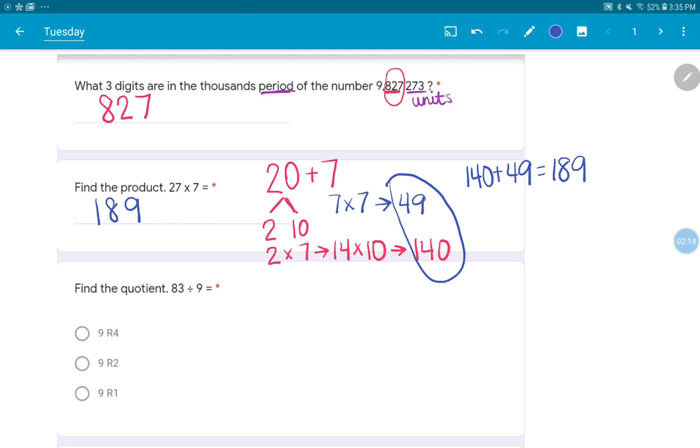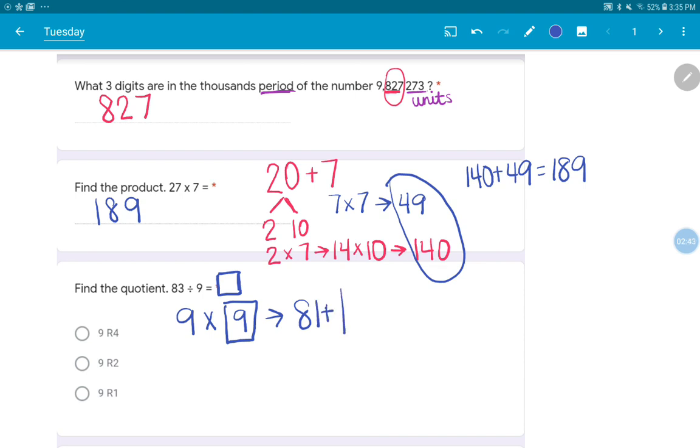Next, we're finding the quotient, 83 divided by 9. This is where knowing your multiplication facts is going to come in really handy. I know that I can think of this as 9 times what gets me as close as I can get to 83 without going over. Well, I know 9 times 9 gets me to 81.